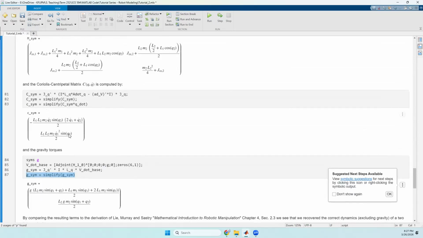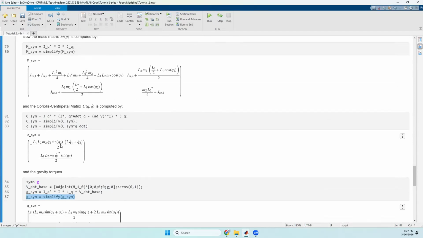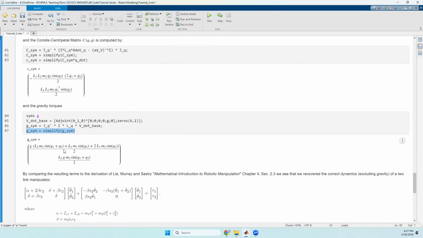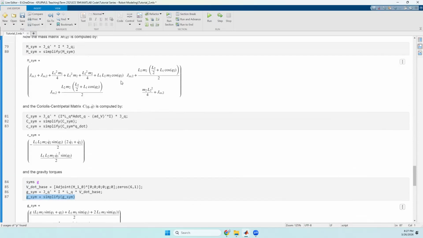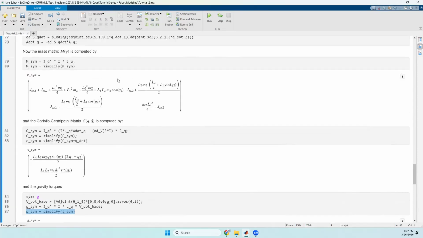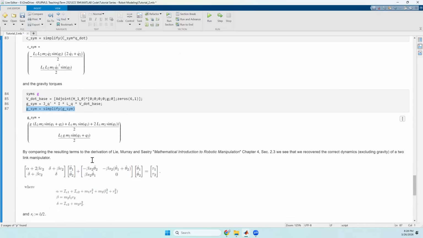Okay. So now what we did so far is that we have the M matrix, we have the C multiplied by Q dot, and we have the gravity torques. So that's it. This is the derivation of the manipulator equations for the two revolute planar manipulator that was shown in the figure above.